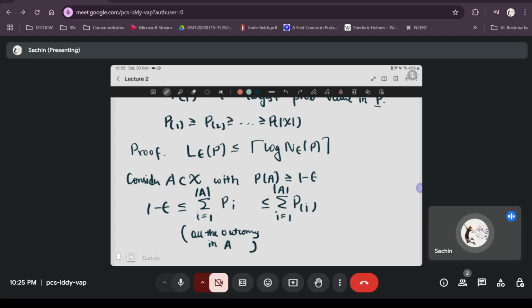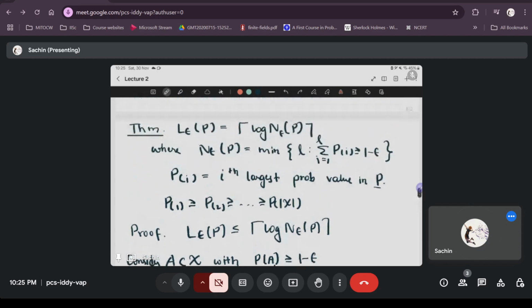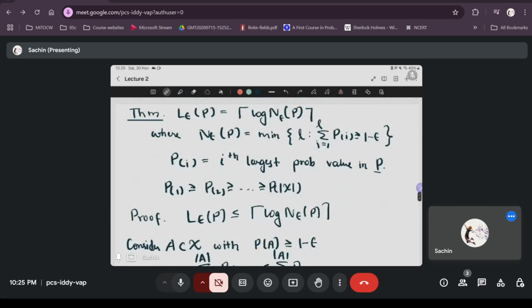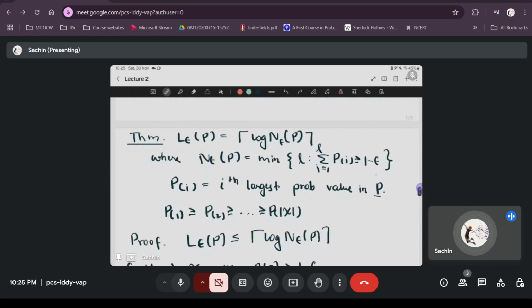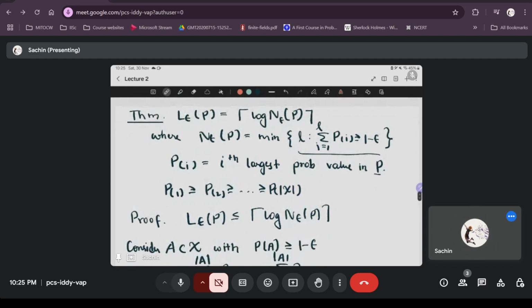So what this means is, in the definition of n epsilon of p, you are adding L terms, right? And by adding L terms, you got the probability greater than or equal to 1 minus epsilon. But n epsilon of p says it's the minimum number of terms. So L should be minimum.